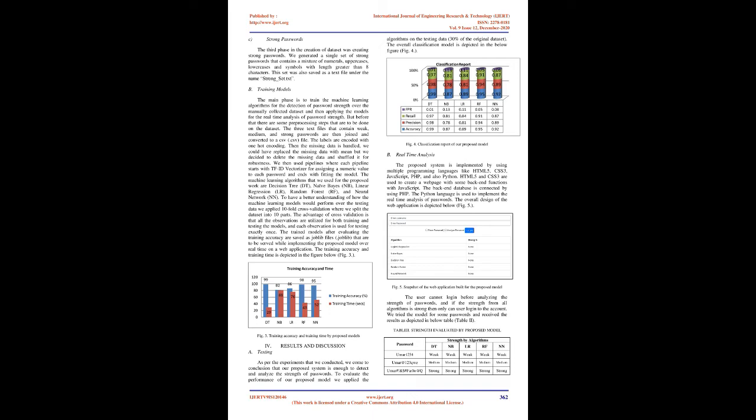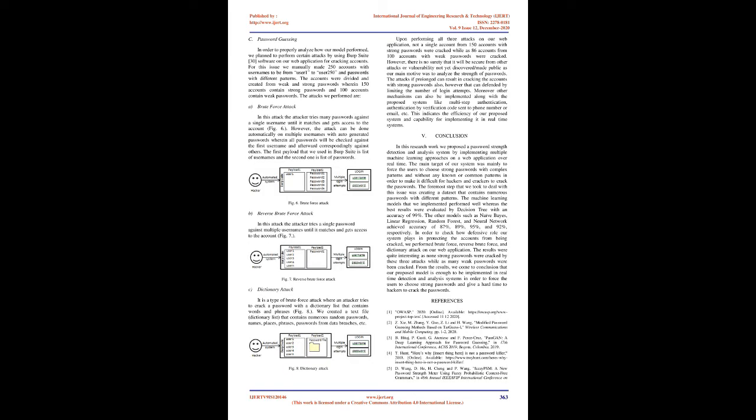The main phase is to train the machine learning algorithms for the detection of password strength over the manually collected dataset and then applying the models for the real-time analysis of password strength. But before that there are some pre-processing steps that are to be done on the dataset. The 3 text files that contain weak, medium, and strong passwords are joined and converted to a .csv file. The labels are encoded with one hot encoding. Then the missing data is handled.